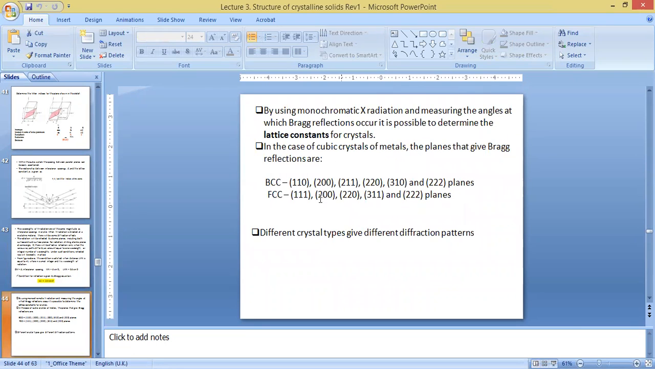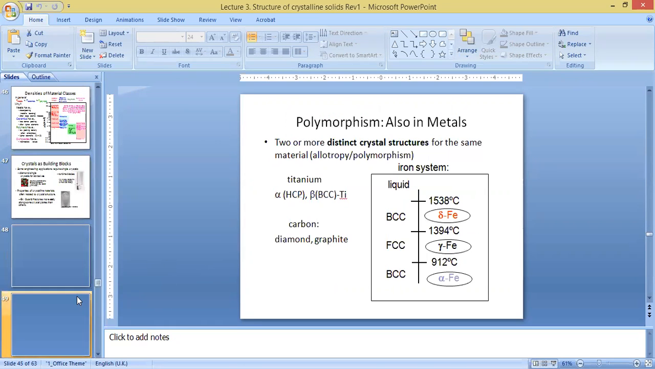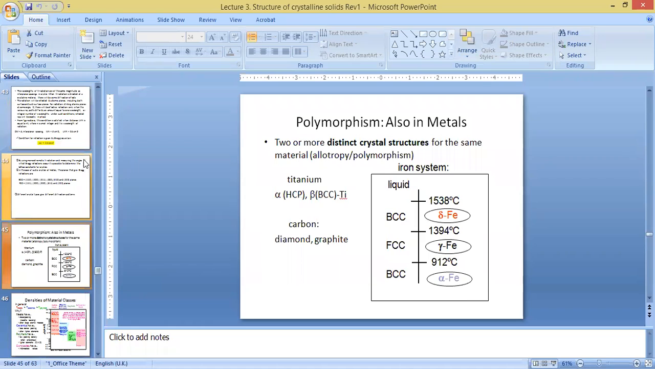So these are the planes. For BCC, these are the standard reflections, or the planes that form under BCC. Under FCC, these are the planes that will form. Under FCC, you solve for a, which is the square root of 2 multiplied by so on and so on. You find them in the notes. BCC also has a formula that we use for a. Those are the ones you have to work with, and you have to memorize them. Different crystal types give different diffraction patterns.